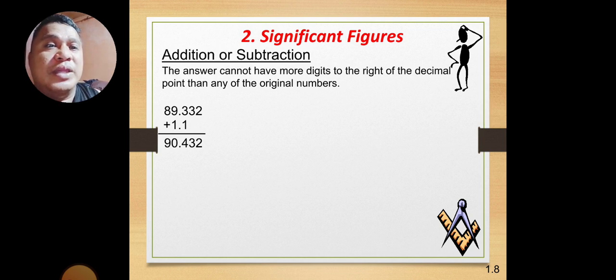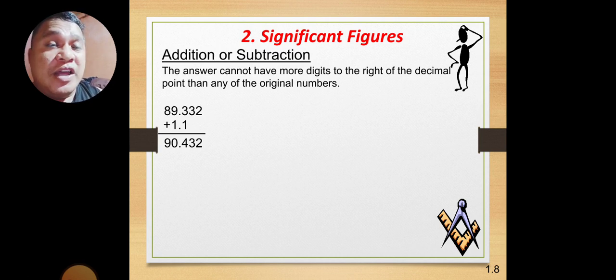89.332, after the decimal, has three significant. The 1.1, after the decimal, is 1 significant. So meaning to say, your answer is 90.432. You have to follow that your answer should only have one significant digit after the decimal. In that answer, 90.432, how many significant after the decimal? Three, the 4, 3, and 2.